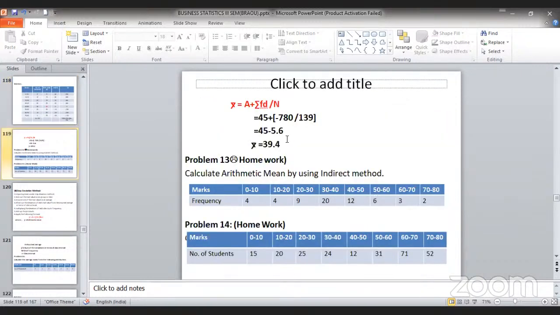Understood, ma'am. And you take this one as homework. When you do it on paper, then you'll know.